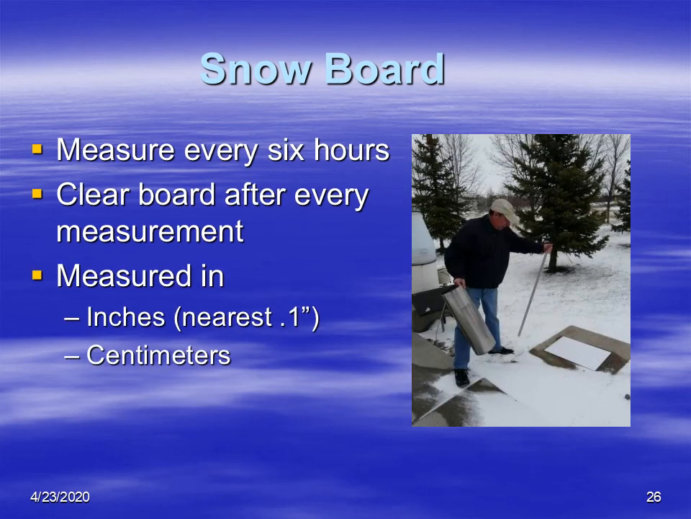And the procedural standard is to measure the snowboard every 6 hours unless you have a heavy snowfall event. If you have a heavy snowfall event, then you want to go out at a minimum at least once per hour to measure the snow. After every measurement, you should clear the board and then measure the new snow at the next observation. Our measurements are made to the nearest 1/10 of an inch of precipitation, or if you are not in the United States, every place else measures it in centimeters. So that's a little bit about snowfall measurements, and in future videos we'll talk about devices that automatically record snowfall.